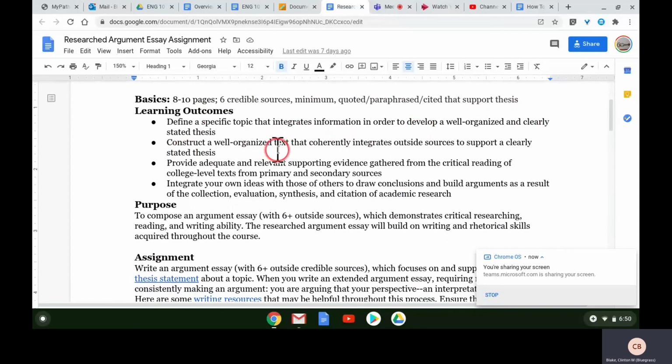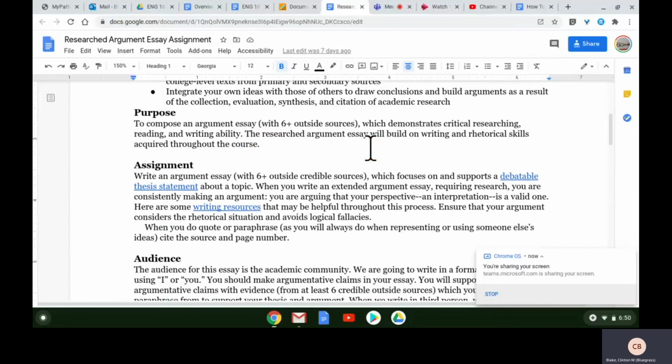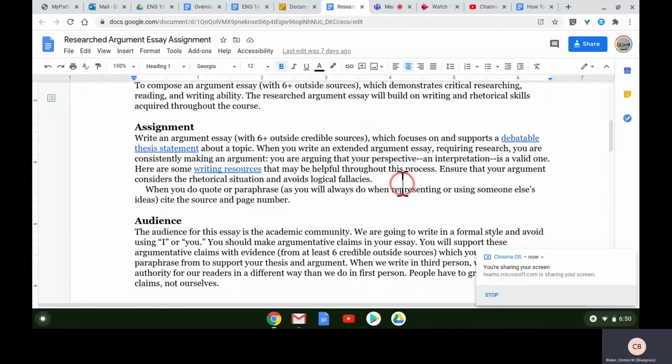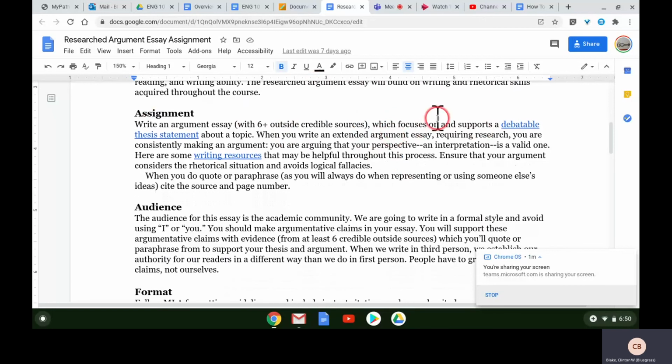There are the learning outcomes that this is going to focus on. What's the purpose? The purpose is to compose an argument essay with 6 outside sources, which demonstrates critical researching, reading, and writing ability. The research argument essay builds on writing and rhetorical skills that you've been acquiring throughout the course. So here's the assignment. You're going to write an argument essay with 6 credible outside sources, which focuses on and supports a debatable thesis statement about a topic. When you write an extended argument essay requiring research, you are consistently making an argument. You are arguing that your perspective and interpretation is a valid one.